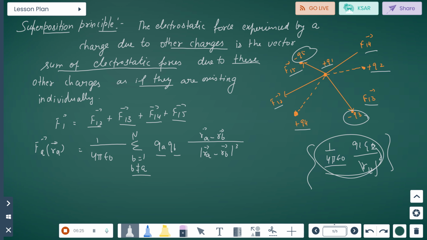And for other examples, for 1 3 we have q1 q3, and 1 4 q1 q4, 1 5 q1 q5, as in F12 we have r12, and for F13 r13, and so on. Then last we are taking together 1 by 4 pi epsilon naught common, and putting these values, then we get summation qa qb (ra minus rb) divided by mod ra minus rb cube.